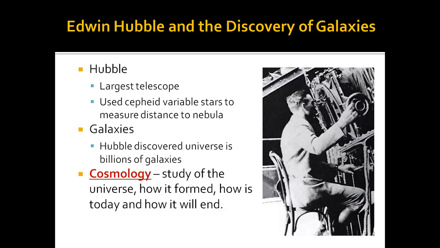So this is Edwin Hubble, and of course the telescope is named after him, the largest telescope that we have, which took the first initial images of galaxies. What Hubble did was use Cepheid variable stars to measure the distance to what he thought were these nebulas, or these galaxies. And he was able to discover that the universe is made up of billions of galaxies, and he was one of the first scientists to really start studying the universe as a whole.